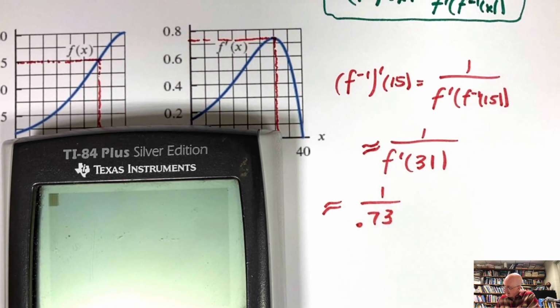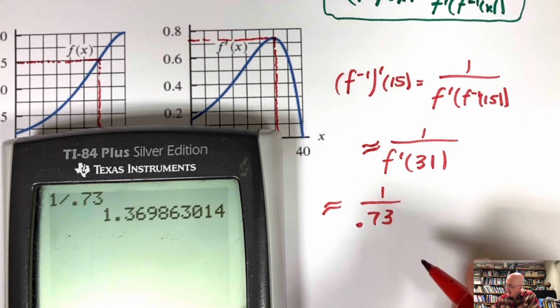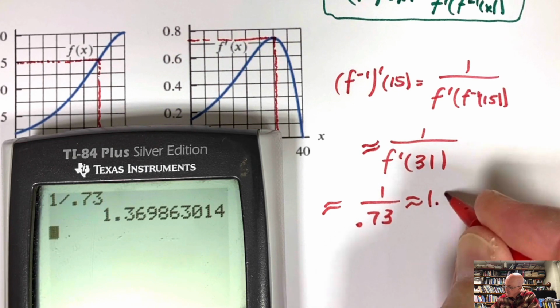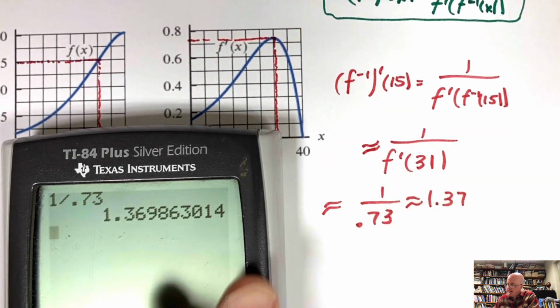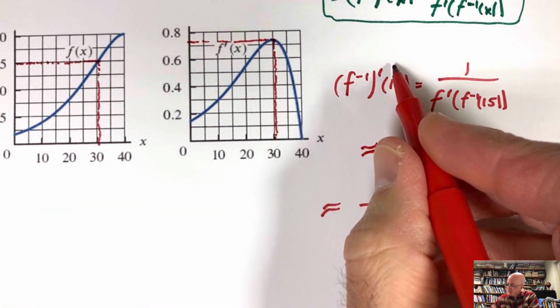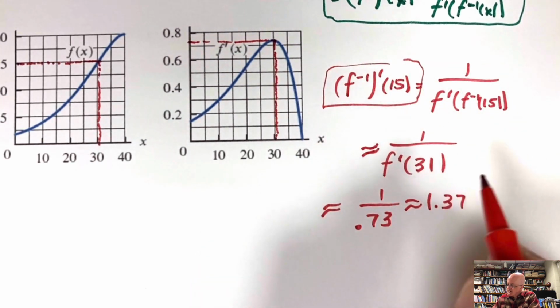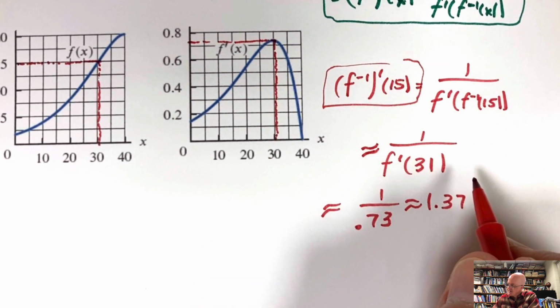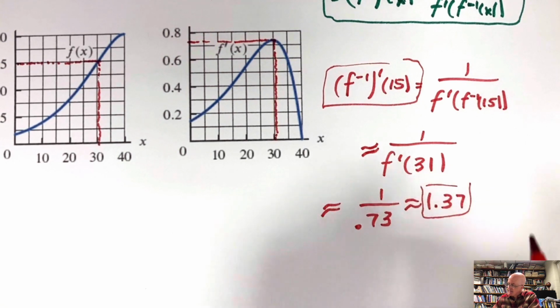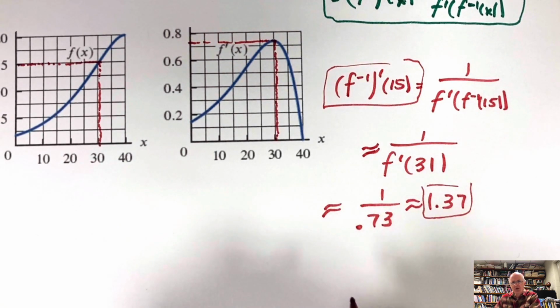And that will be a little bit bigger than 1. 1 divided by 0.73, that's approximately 1.37. So there is our estimate for the rate of change of f inverse at the input 15. It's about 1.37. Could that be interpreted as a slope?